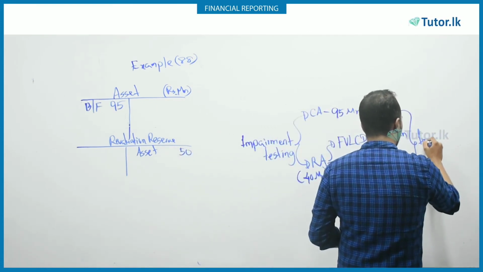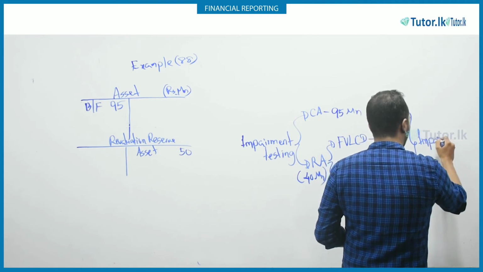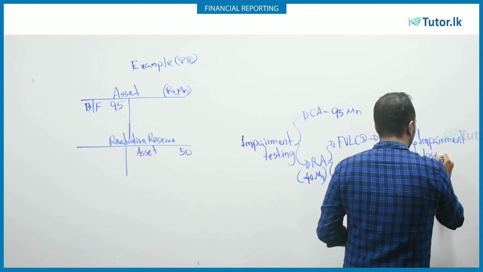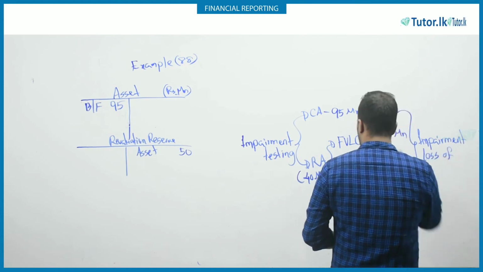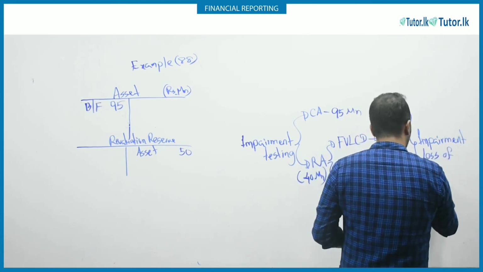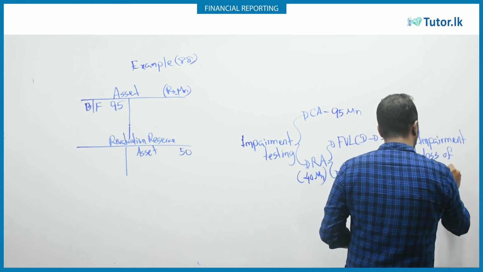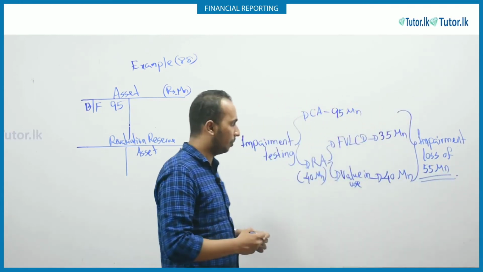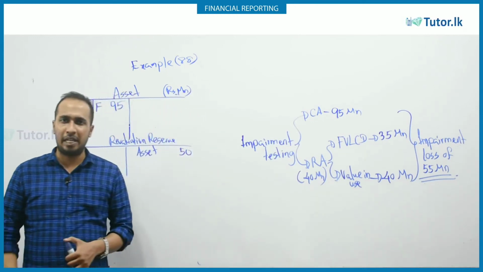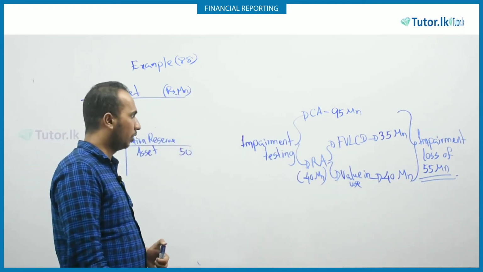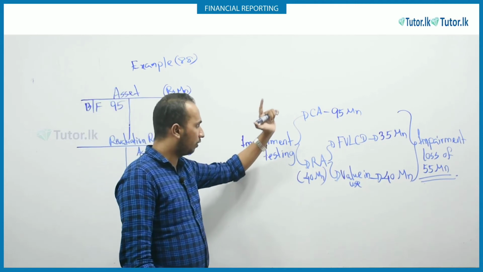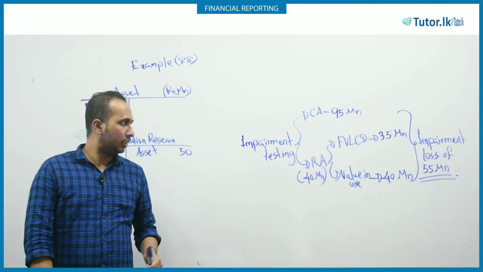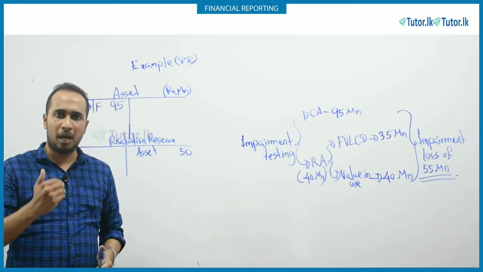Then there is an impairment loss. Impairment loss of how much? 95 minus 40, 55 million. An impairment loss of 55 million can be identified. Always, impairment loss equals carrying amount minus recoverable amount. So there is 55 million of impairment loss.